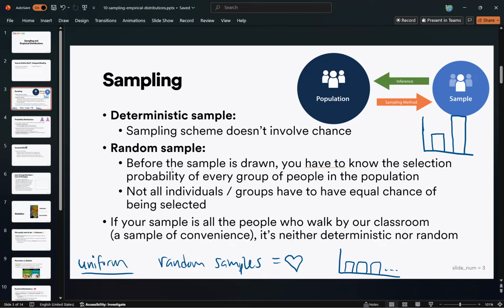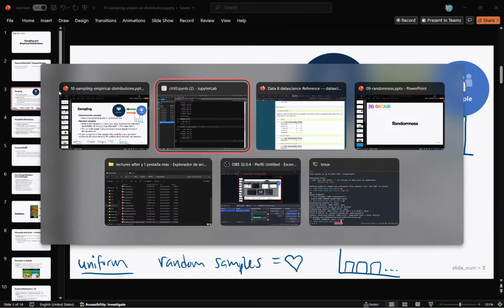Any questions about the difference between deterministic and random sampling? Anything like that? We'll come back to these words and we'll learn how to take these kinds of samples, the cooler kinds, uniform random samples, in the next lecture.